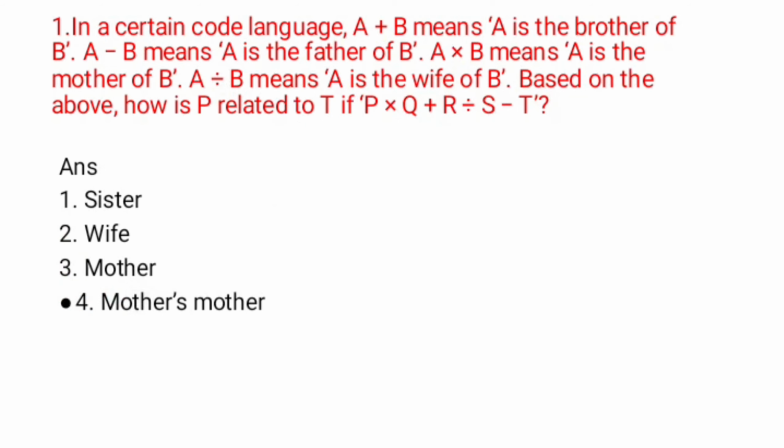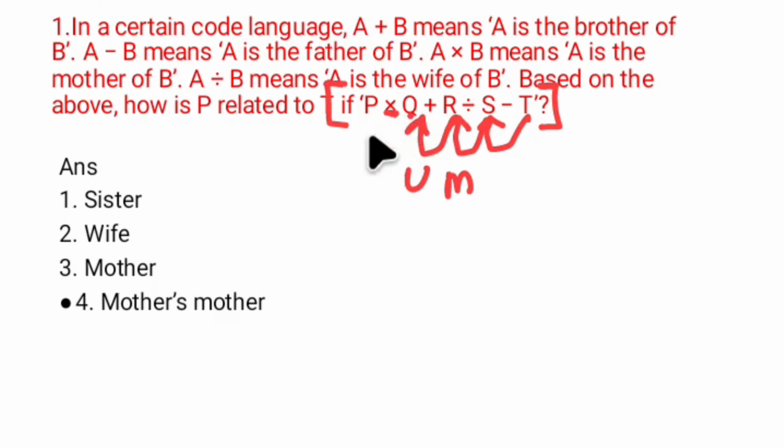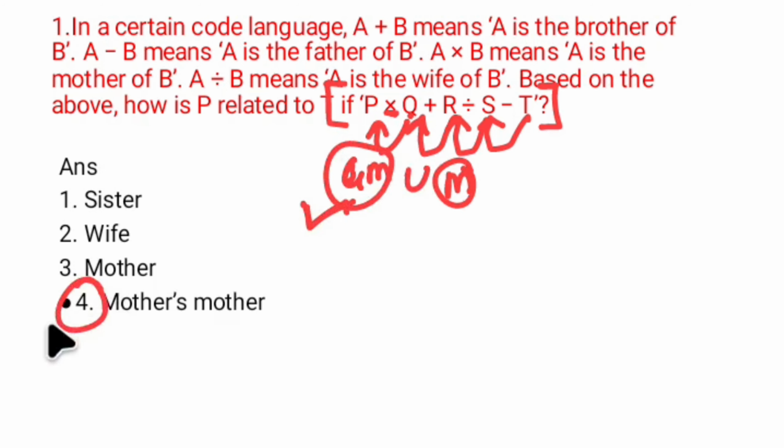So let me solve this again. Let me simplify. In short, we have to solve the question from the right hand. So minus indicates what? Minus indicates father. So T's father is S. And division indicates what? Division indicates wife. So father's wife is mother. So plus indicates what? Brother. So mother's brother is uncle. And uncle's multiplication means what? Mother. So uncle's mother is our grandmother. So mother's mother or grandmother would be the correct answer. So mother's mother, option 4 would be the correct option for question number 1.